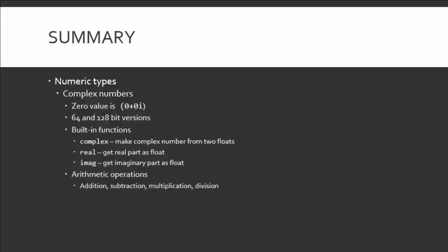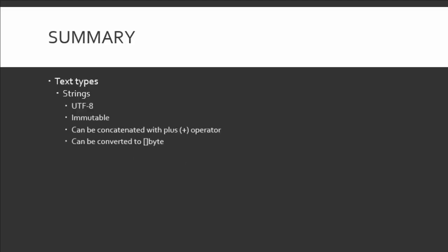We have the same arithmetic operations as we do for floating point numbers. We can do addition, subtraction, multiplication, and division. The final category of primitive data that we talked about were the text types. And in Go, there are really two different text types. The most common one that you're probably going to deal with are strings.